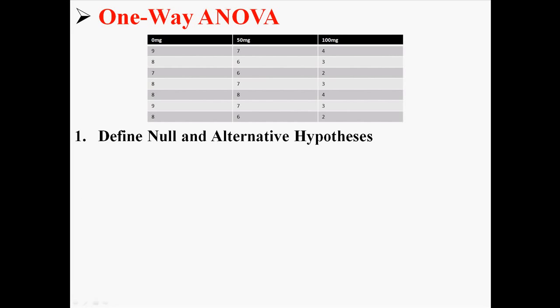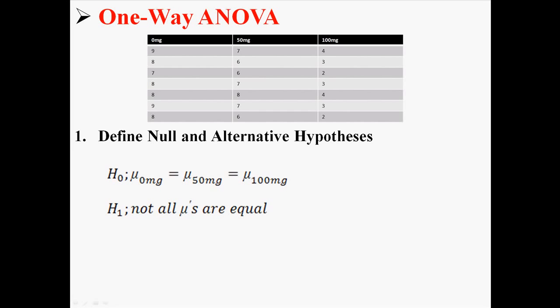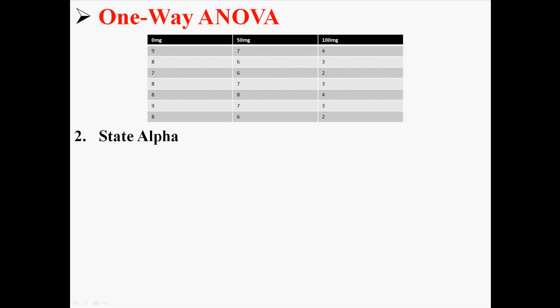First is stating the null and alternative hypotheses. Now in an ANOVA, our null is that the three groups are equal to one another, and the alternative is that not all the groups are equal. That's it. Our alpha level is what I said it would be, 0.05. Just use whatever is stated, 0.01, 0.05, whatever. In this case, we're using 0.05.